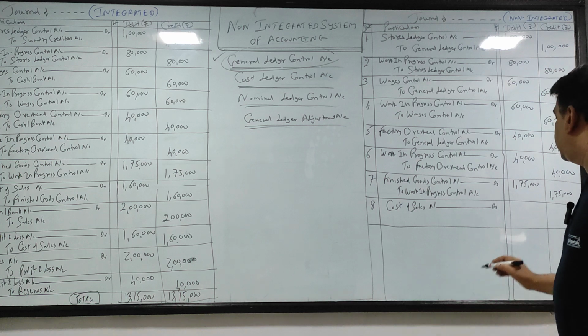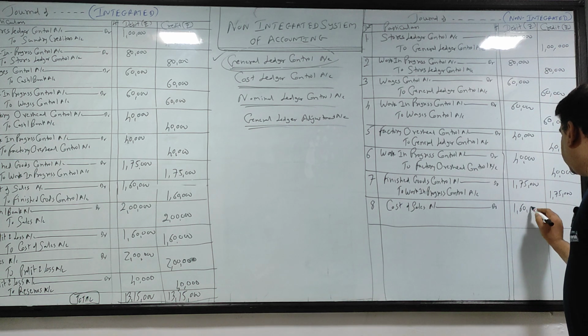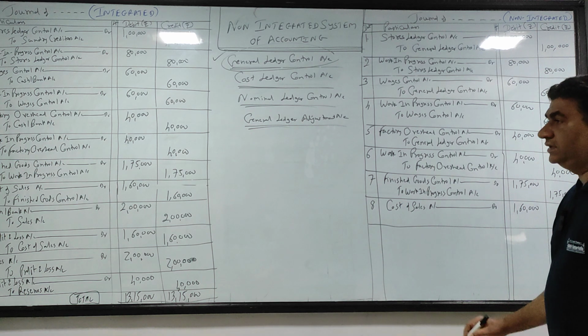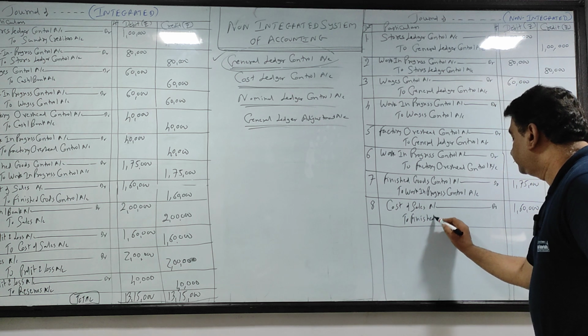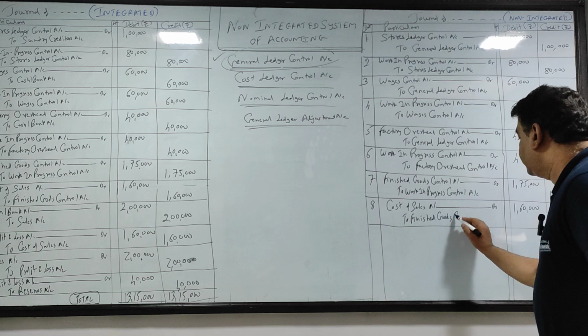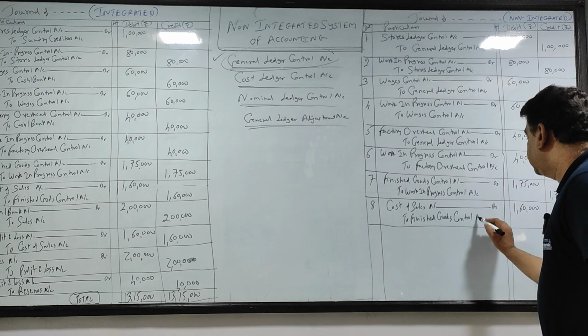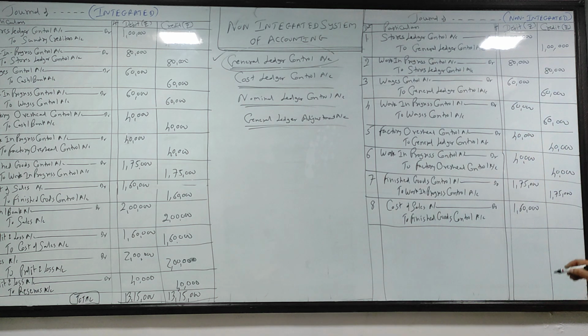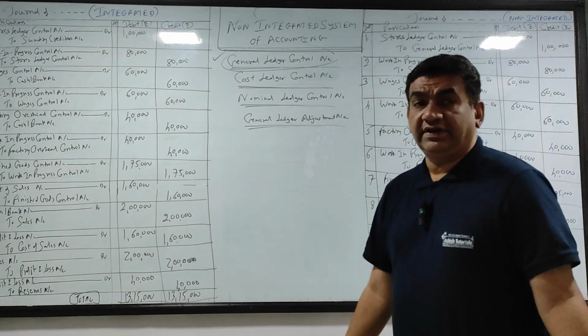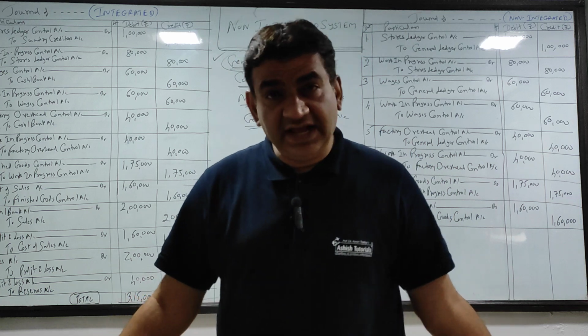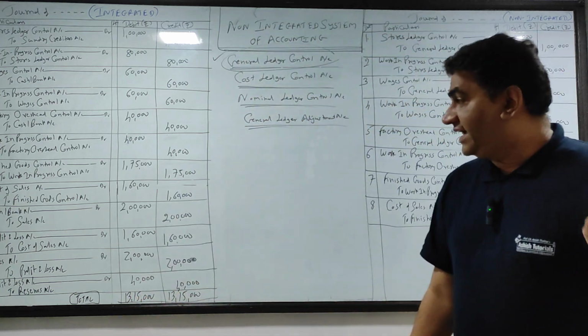Cost of sales account debit 1,60,000 to finished goods control account 1,60,000. Cost of sales debit 1,60,000 to finished goods control 1,60,000. Same. Got it, guys? Now, guys, be careful.